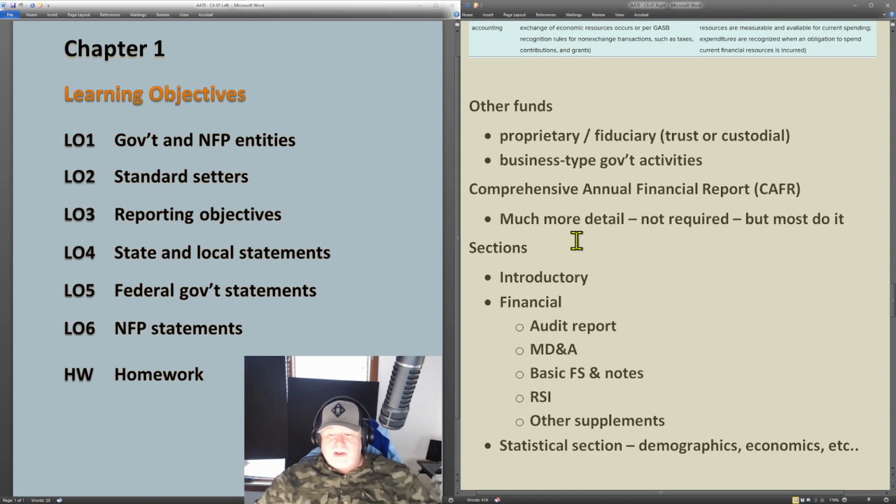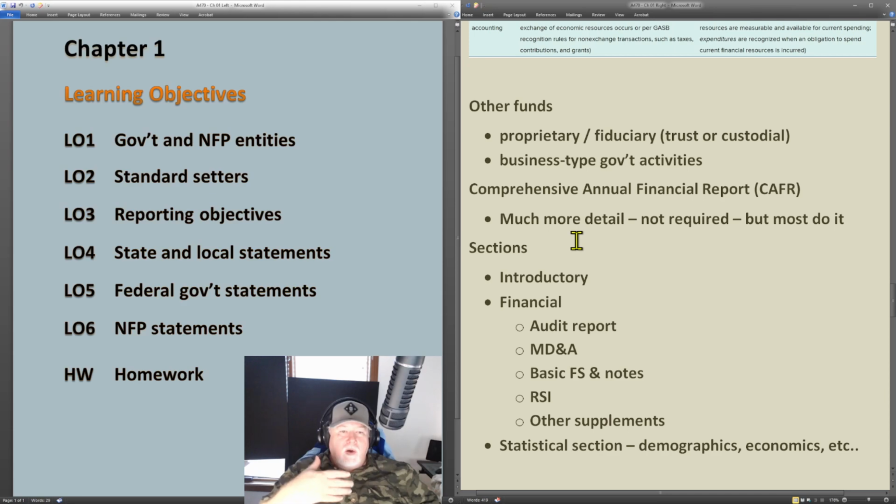And then other supplements as necessary. And what is a little different, again, from the for-profit type of financial statements or the different types of reports, is that typically there is a statistical section. And depending upon the type of government entity, it might be something as simple as demographics. But let's say you're a prison system, right? Let's say you're an independent government agency that's running prisons.